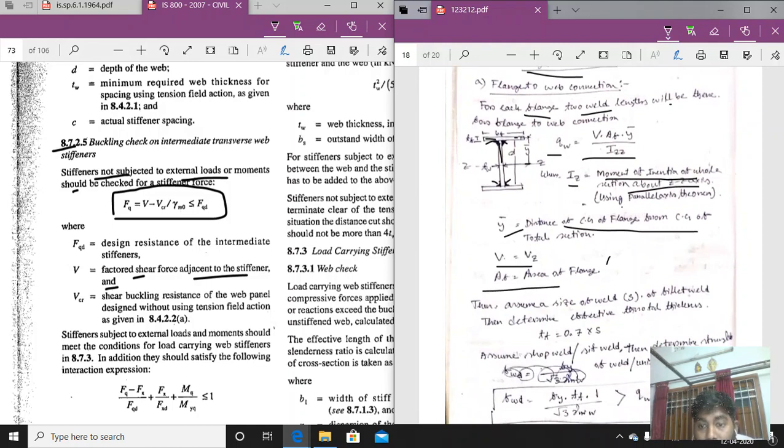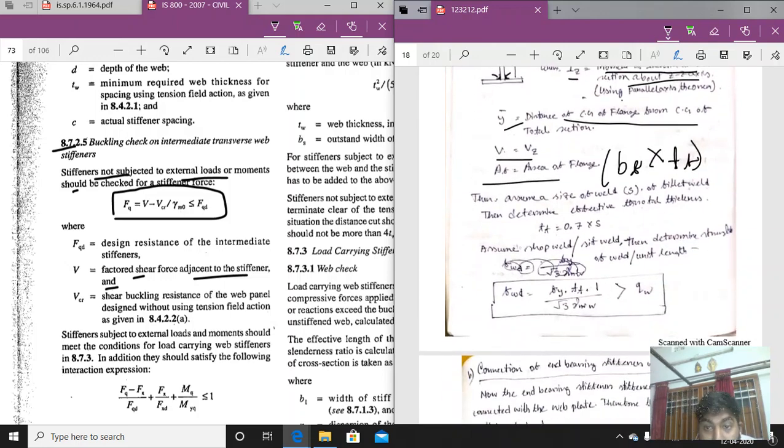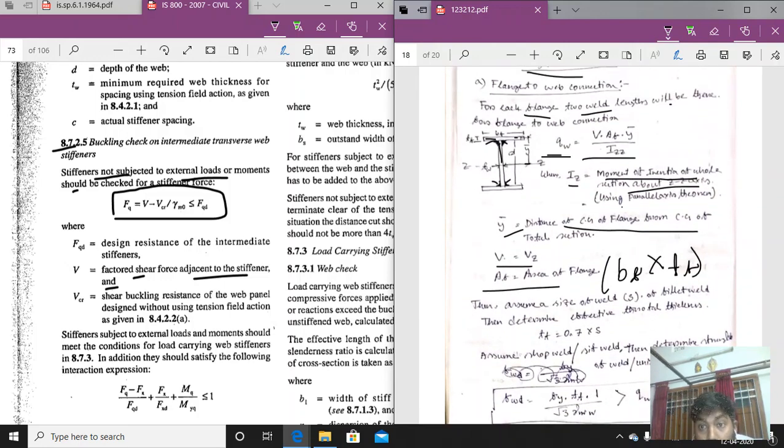We know what is the area of the flange? Bf into Tf. We know that. We have determined that. Now we have got the value of the force that will be coming to the weld. So we have to design the weld for that force. We have to determine the capacity of the weld, the strength of the weld, so that it can resist that force. Now, how to do that?